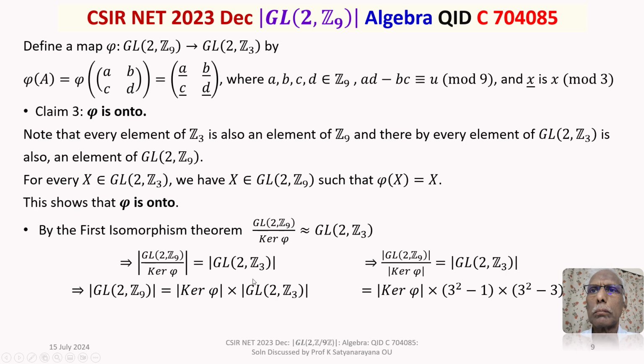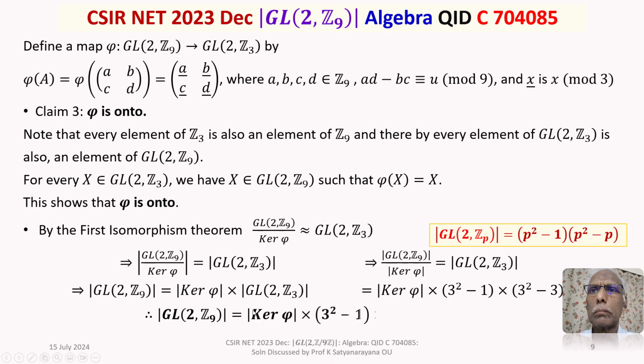Right. GL2Z3 order we know because Z3 is a field. Therefore, it is 3 square minus 1 into 3 square minus 3. Recall this one. Right. So therefore, thus we got order of GL2Z9 is equal to order of ker phi into 3 square minus 1 into 3 square minus 3. Call this capital 1 and we will utilize it in the next slide.